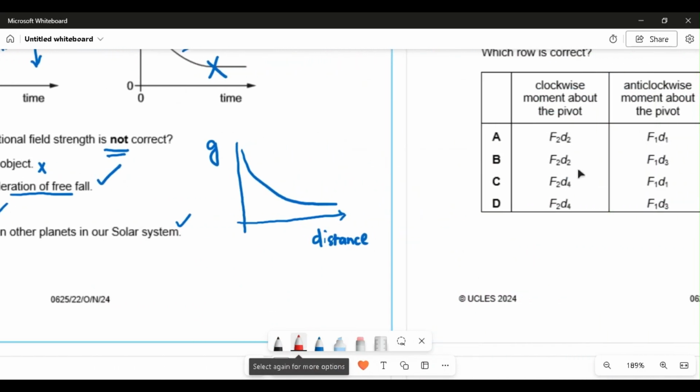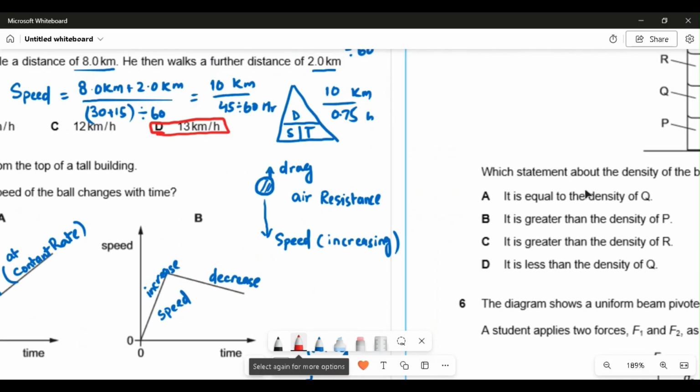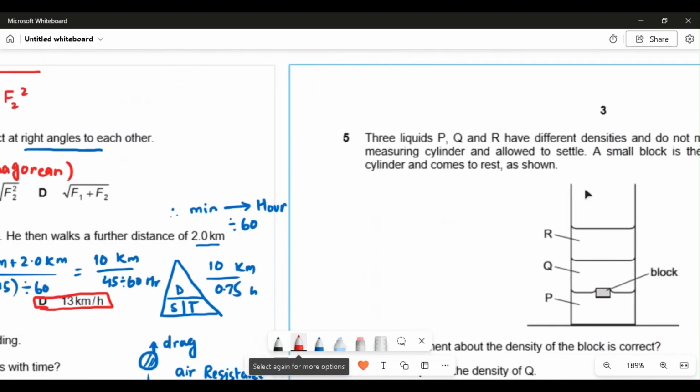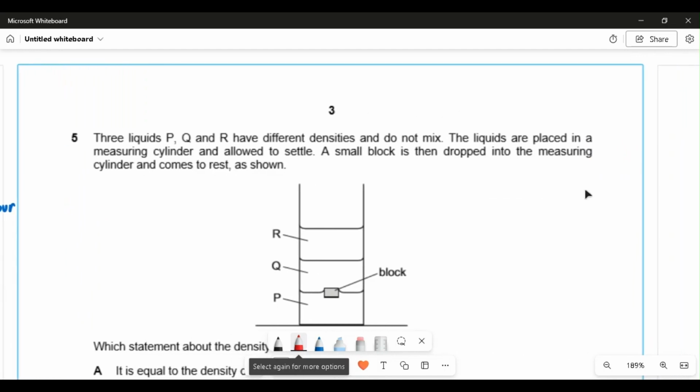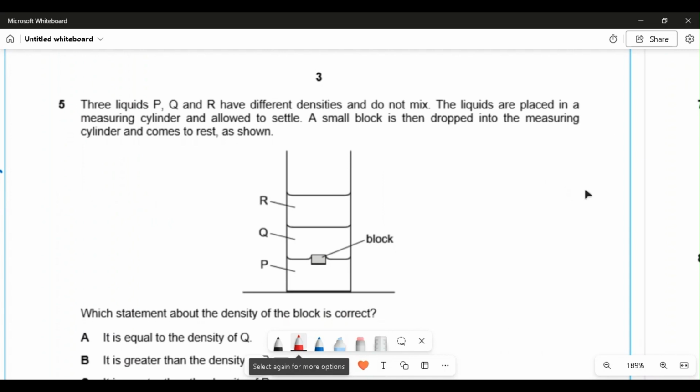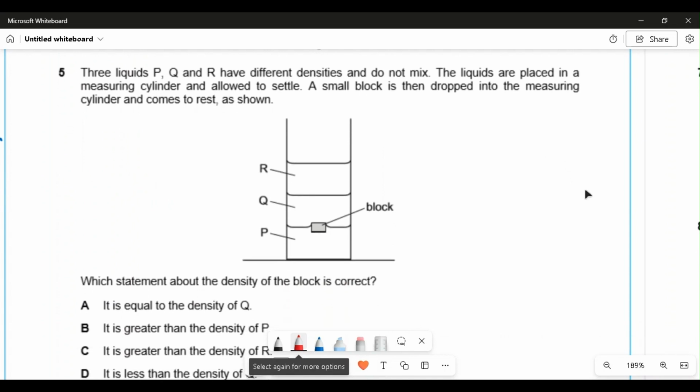Moving to question number 5. Question number 5 is about density. We have three liquids, P, Q, and R, which have different densities, but they are not mixed up. The liquids are placed in a measuring cylinder and allowed to settle. A small block is then dropped into the measuring cylinder and comes to rest as shown in the figure.